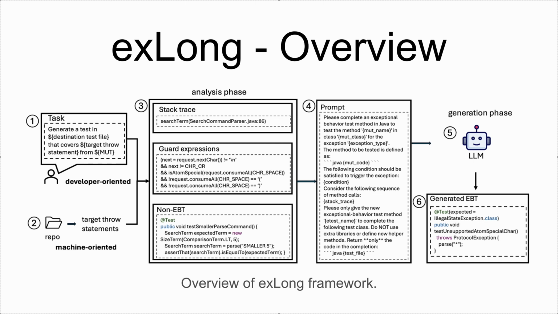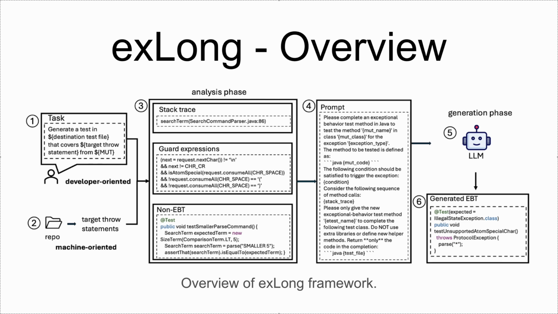An exceptional behavior test, or EBT, is a specific type of unit test that checks that an exception was thrown and the type of that exception matches the one specified by the developer. This involves creating objects and invoking relevant methods of a system under test.